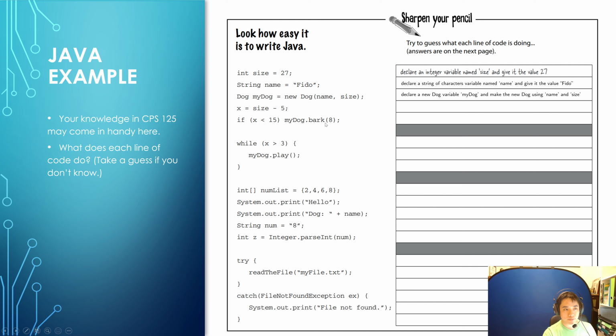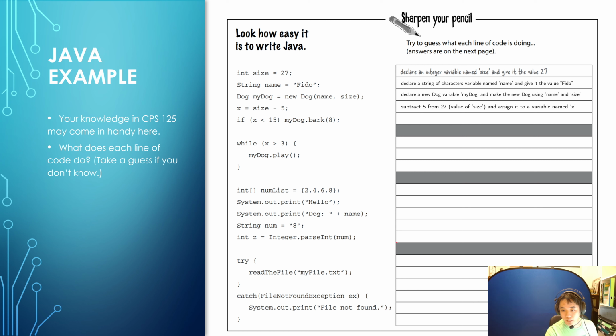Okay. Then, assuming that x exists somewhere in the class or something, I'm going to set x equals to size minus 5. So we're subtracting the size by 5. So the value would be 27 minus 5, which is equal to 22. So you're essentially storing 22 into x. Okay, sounds good.